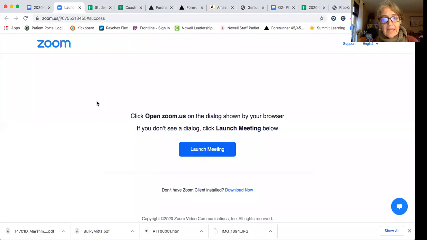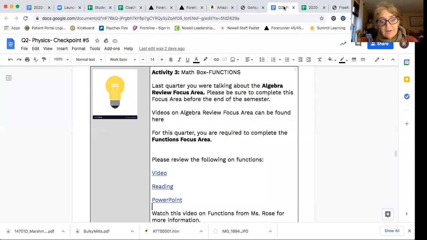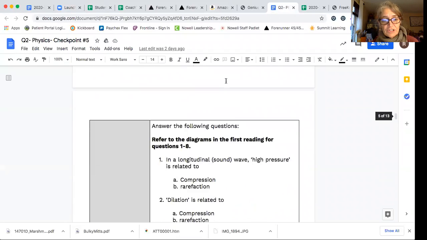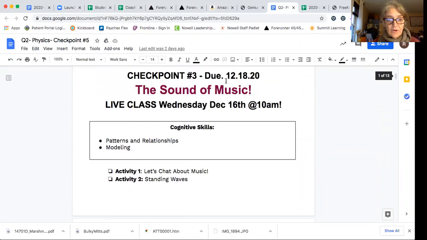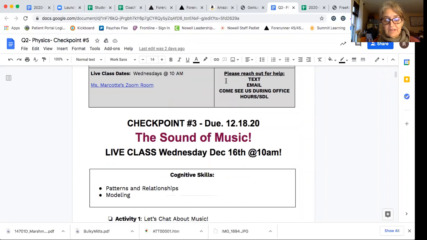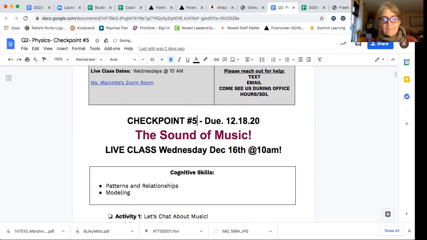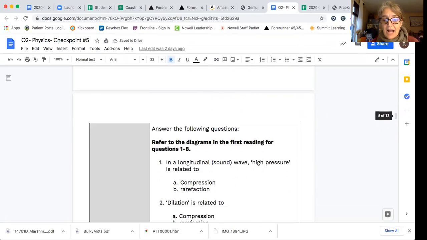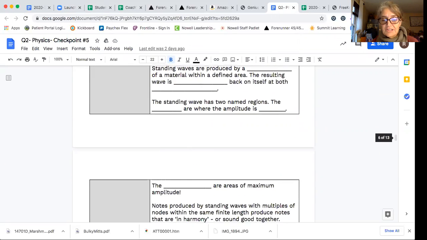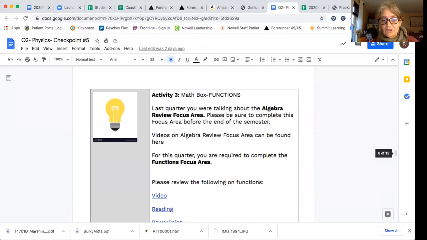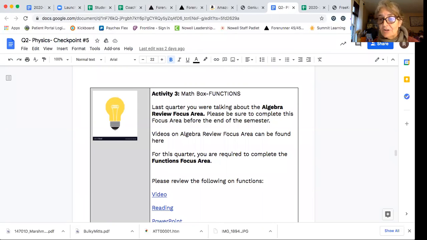First, I'm going to show you the actual checkpoint itself. And in this checkpoint, which is now checkpoint number 5 of Physics is Wavy, this should be 5, so let me change it. You're going to go down to box number 3, which is the math box. Okay, and you're going to see here that last quarter we were talking about the algebra review focus area, and I'd like you to be able to complete that before the end of this semester, which is January 29th. So you have some time.